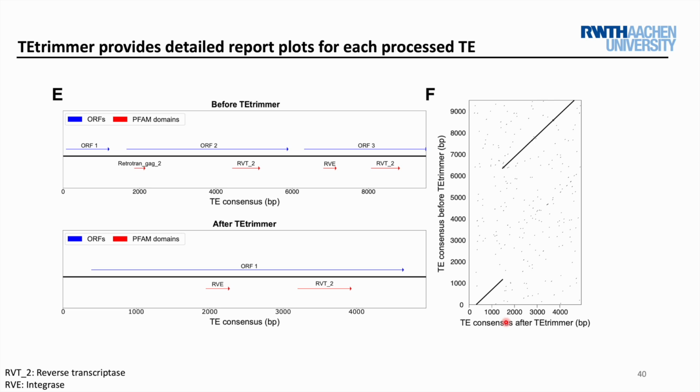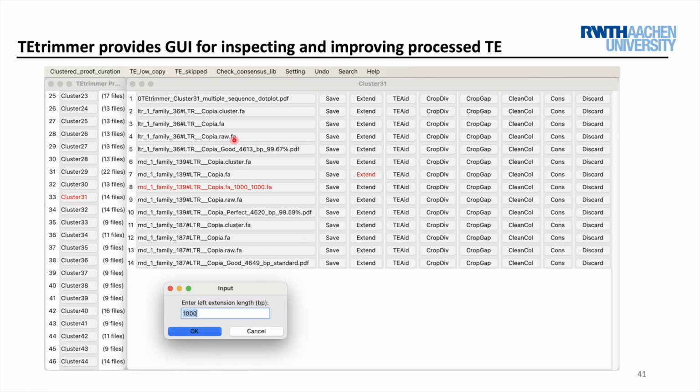Just in case, based on the report plots, you are not satisfied with the results. For example, the boundary definition is not right, and the extension done by TEtrimmer is not sufficient. TEtrimmer also provides a graphical user interface tool for this situation. I will not cover in detail how to use this tool. I already provided another video, called the TEtrimmer GUI introduction. You can go there, and there I exactly showed you how to improve or check the TEtrimmer outputs.